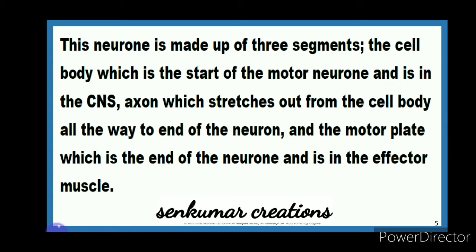The cell body, the first one, which I told you is the shorter part of the motor neuron, is in the central nervous system. The axon stretches out from the cell body all the way to the end of the neuron, and the motor end plate. So: cell body, axon, motor end plate. The cell body connects with the brain, the axon is a long, nerve-like, wire-like structure, and the motor end plate joins with the effector muscles.